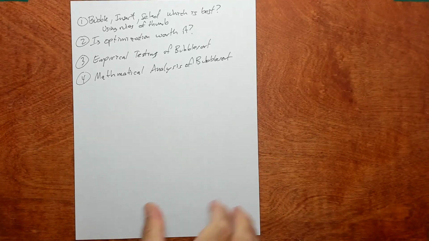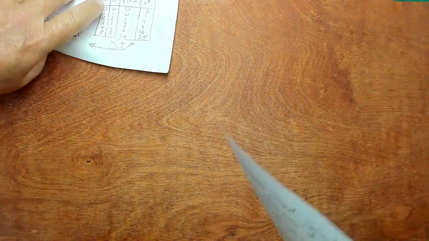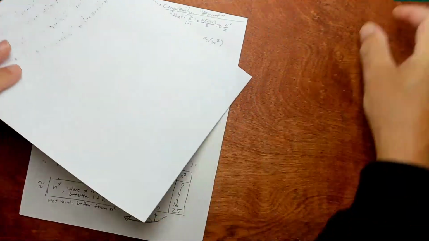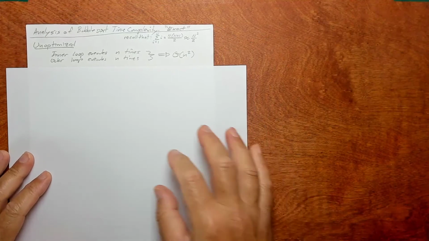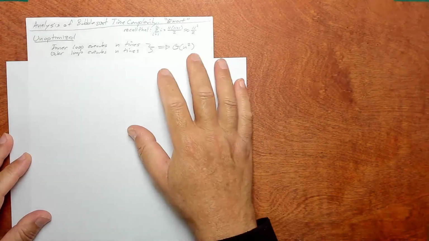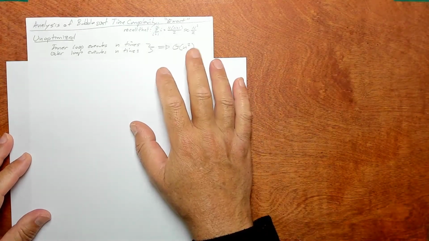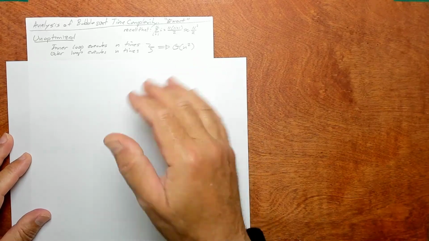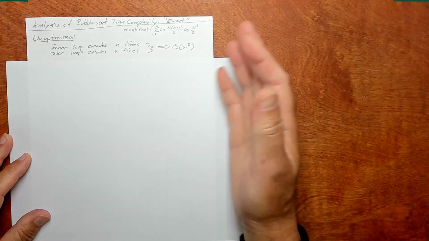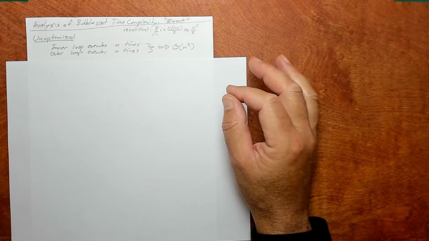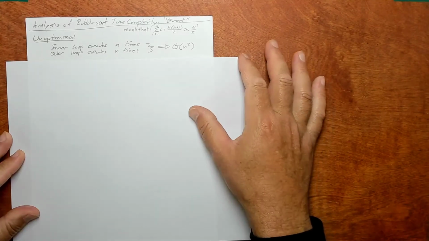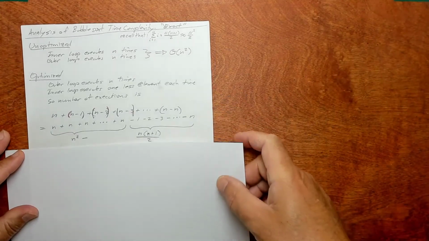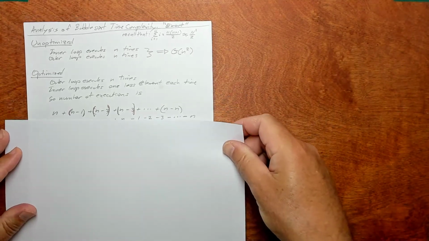Okay, so what I've got here is a mathematical analysis of BubbleSort I'd like to show you. So we've already seen that for the unoptimized version, it's N squared. The inner loop goes N times, the outer loop goes N times, it's done. But what about the optimized version? Okay, for the optimized version, what happens?